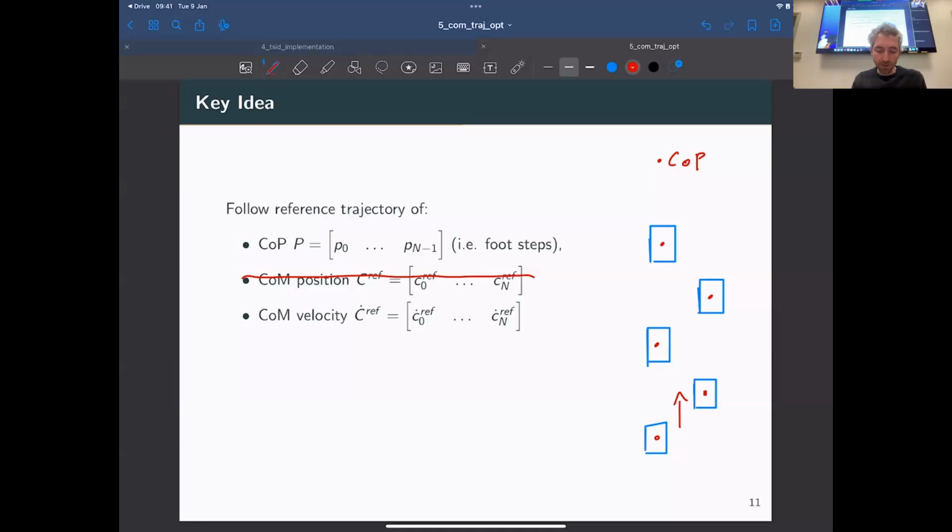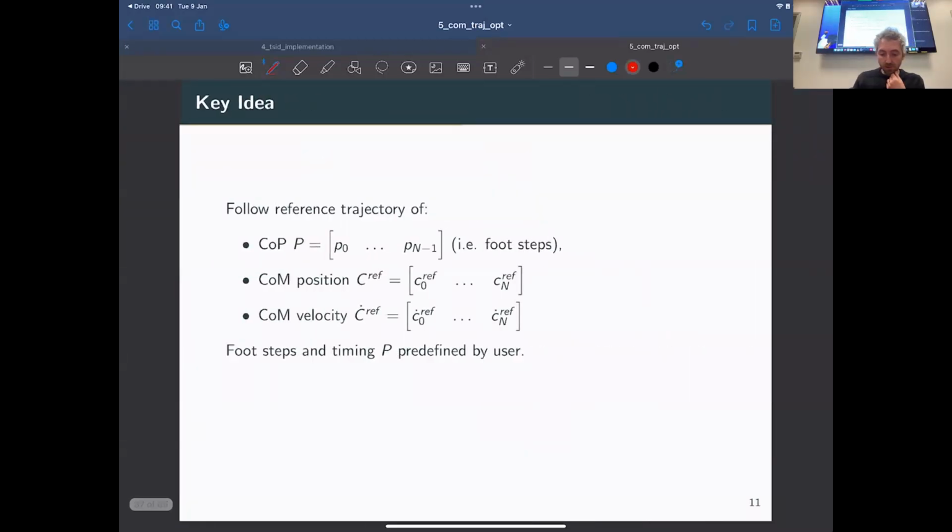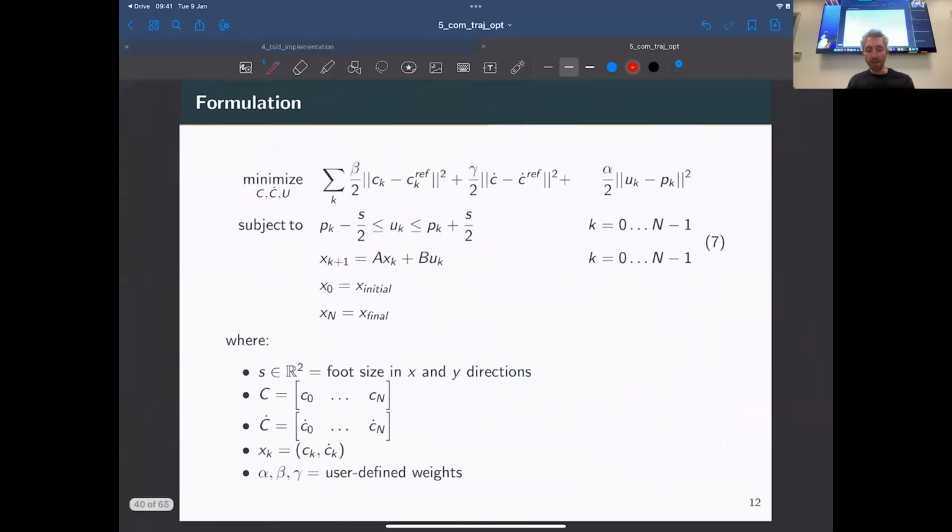So given these references for center of pressure, center of mass, well, the footsteps and the timing need to be predefined, as I just explained. The idea is to keep the center of pressure close to the foot center for robustness. CREF could be a straight line, or we could also not use it. That's what we're going to do in practice. And the problem can be formulated then in this way. So it's an optimization problem where the variables are the trajectory of the center of mass, the trajectory of the center of mass velocity, and the trajectory of the center of pressure, U.